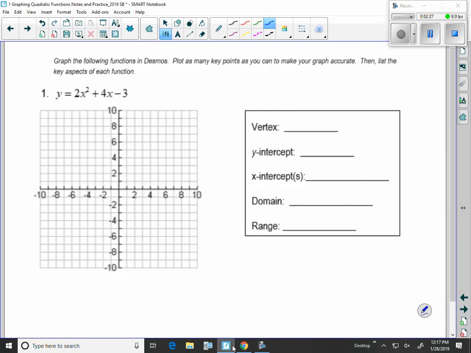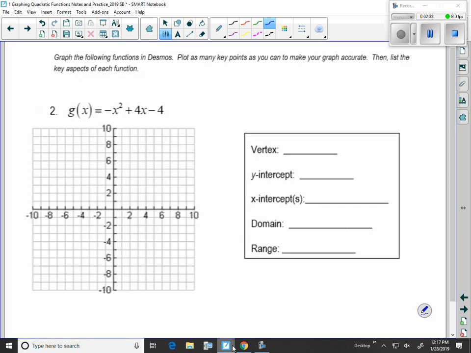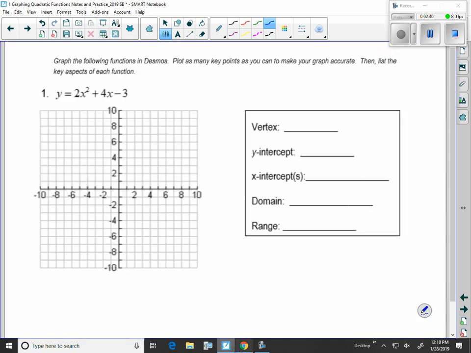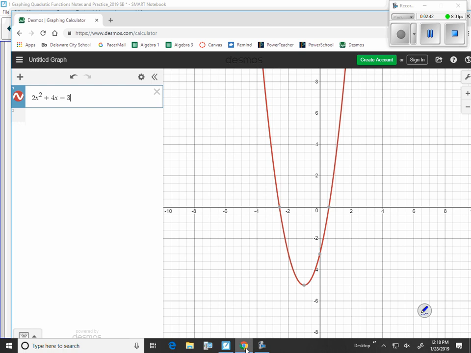So take a look at your notes. We're going to be writing down the vertex, the y-intercept, the x-intercept, and then we're going to talk about domain and range as well. Those are called our key features of our graph. So let's look at our graph here. Our vertex is right here, and remember on Desmos you can tap. If you just tap that vertex, it'll tell you the coordinate point.